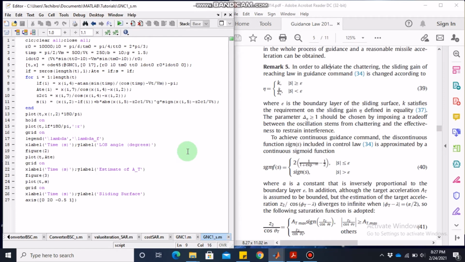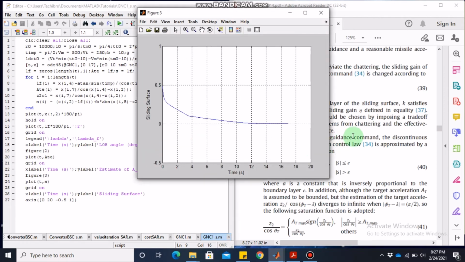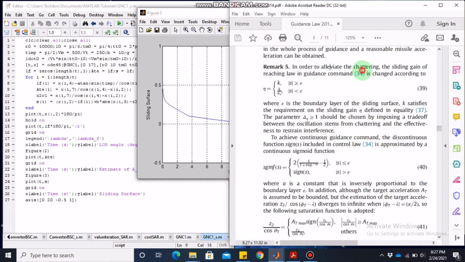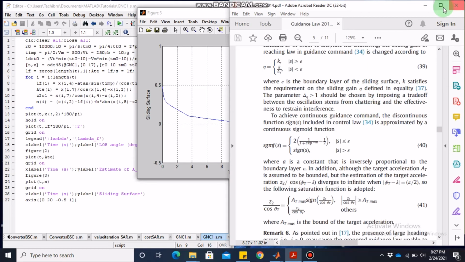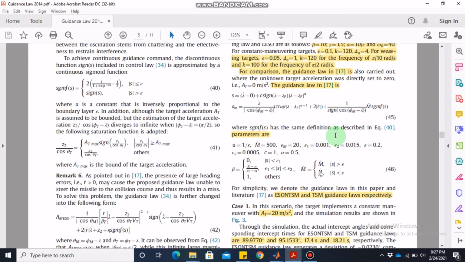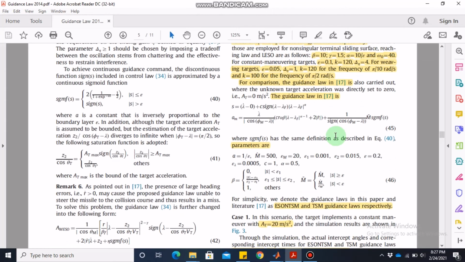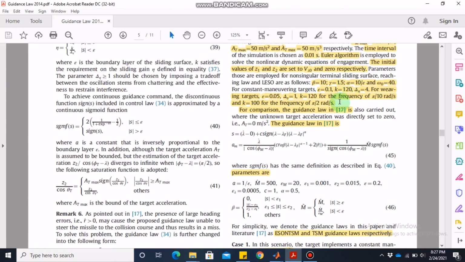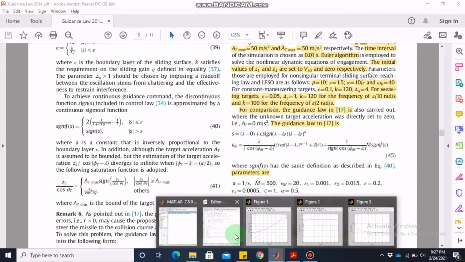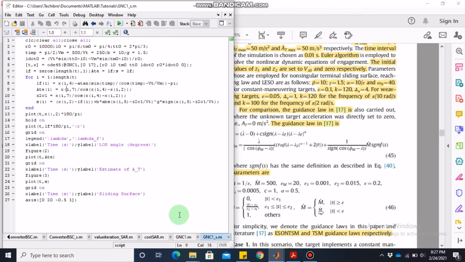So once you have written all this code, then you run the file and then you get the plots. This paper has presented 4 cases, but I have just simulated the first case. Also this paper compares this proposed guidance law with other guidance laws. I have not implemented all of the guidance laws, because implementation of a guidance law and a sliding surface requires you to change only 2 lines.